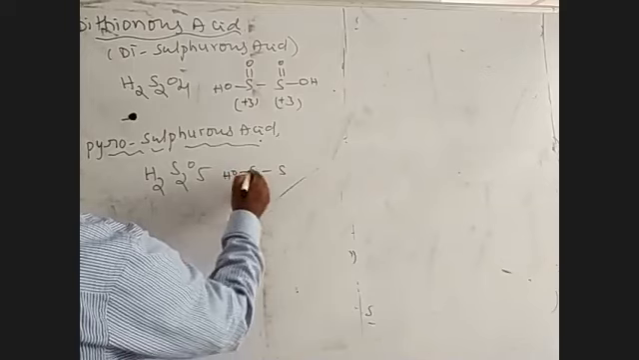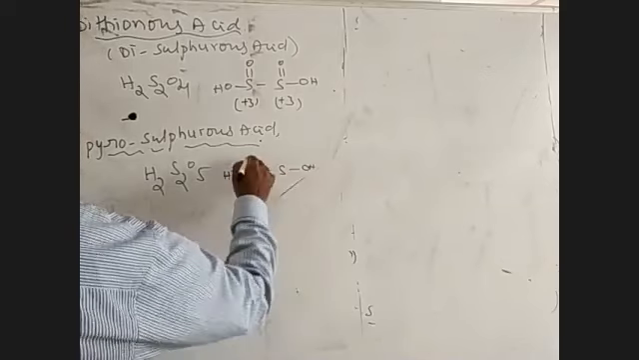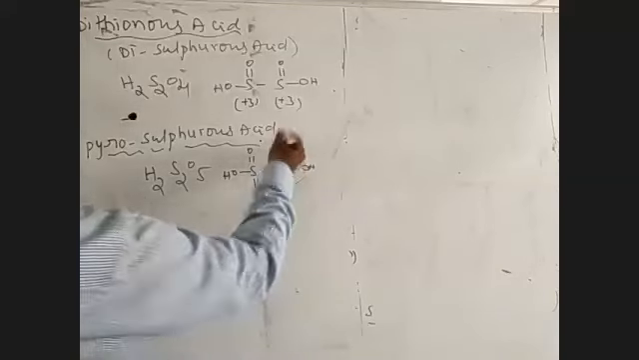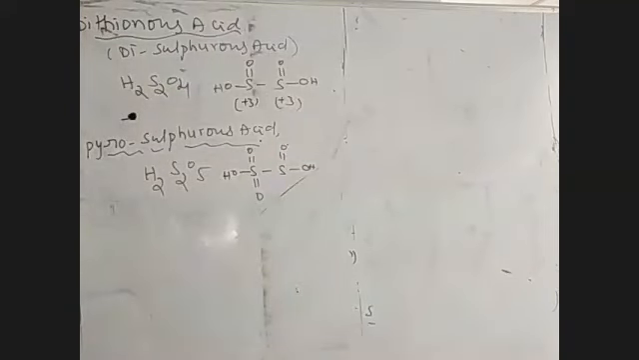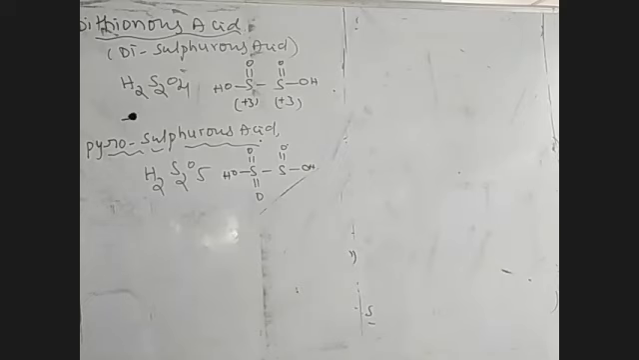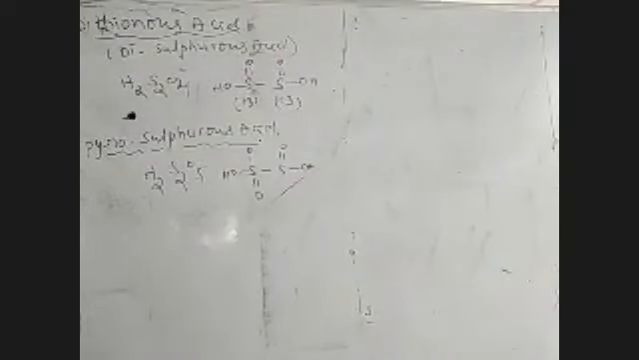Basicity is 2, OH and OH. Double bond O, double bond O and double bond O. This is the structure of pyrosulfurous acid. Both contain S and S single bonds. The remaining compounds contain S-O-S bonds. Here both compounds contain S-S bonds.